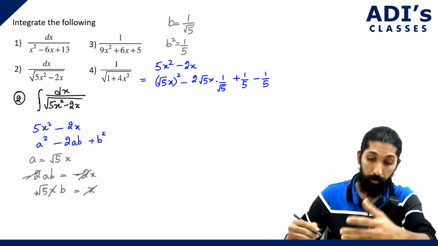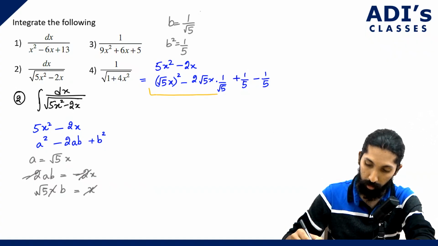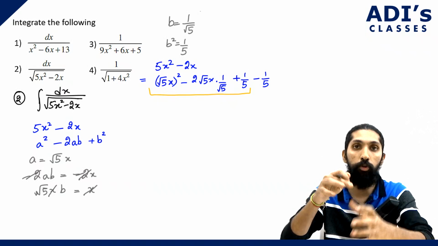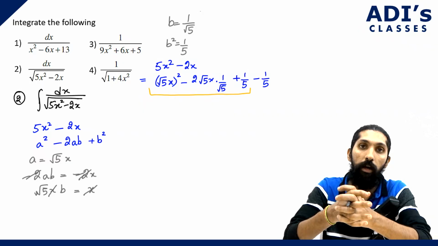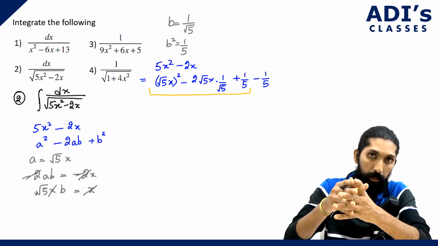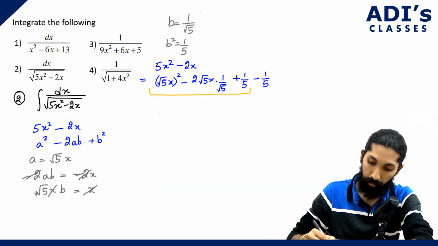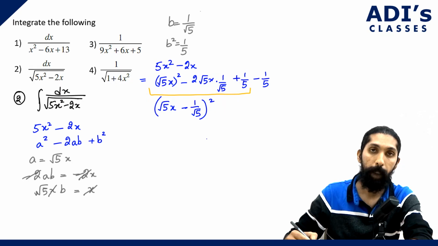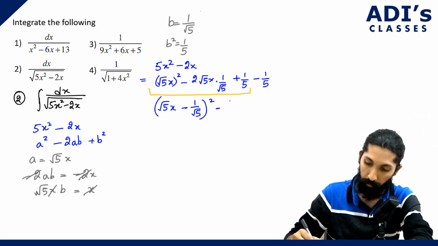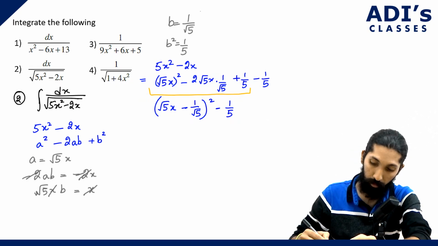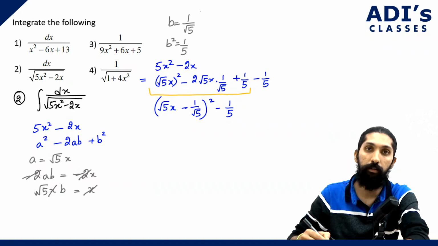Now group. Always group this much. That is a square minus 2ab plus b square. You should get it in that particular format. Till then you have to group. Fair enough? So once you group this, you will get root 5x minus 1 by root 5 whole square, correct? Minus 1 by 5. Fair enough? So this is what you're going to get in the denominator.